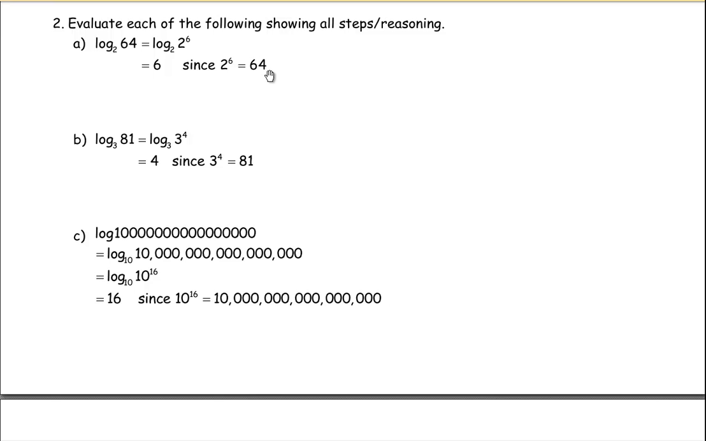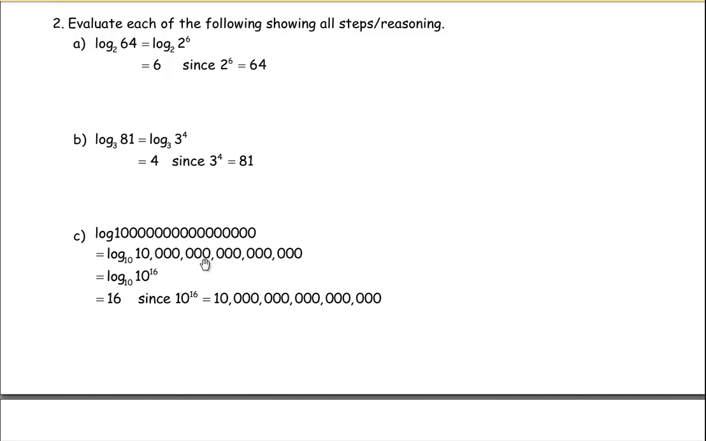So that's another reason why that would equal 6. For b here, the log of 81 base 3, and again you can write 81 as a power of 3, it's 3 to the 4th, and so the base of the power and the base of the logarithm are the same, so it should equal the exponent. So once again, that would equal 4 because 3 raised to the power of 4 does equal 81.